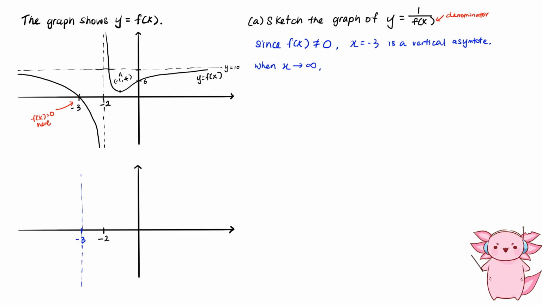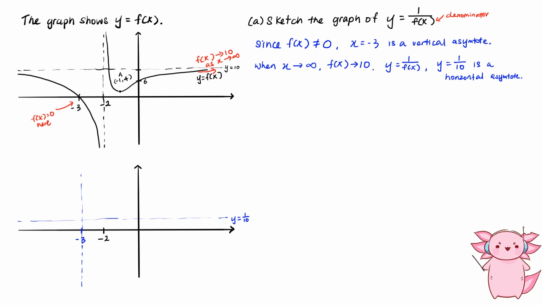We also notice that when x approaches infinity, f of x approaches 10. So since y equals 1 over f of x, the new y will approach 1 over 10. So y equals to 1 over 10 is our horizontal asymptote.